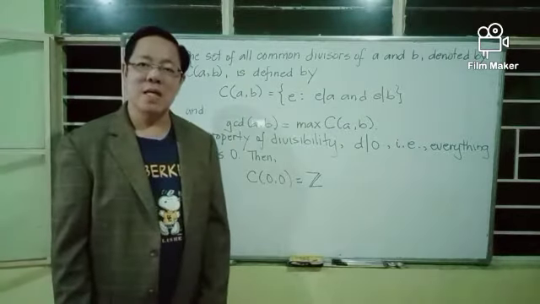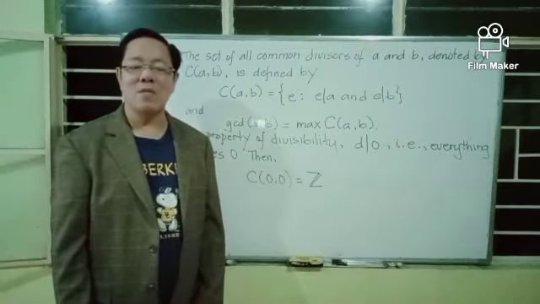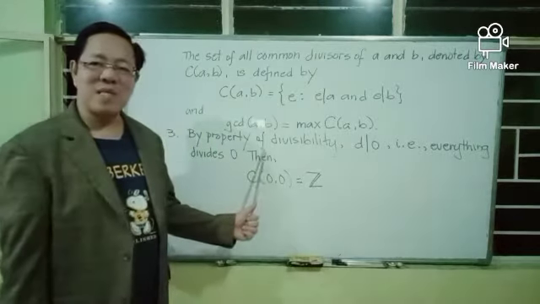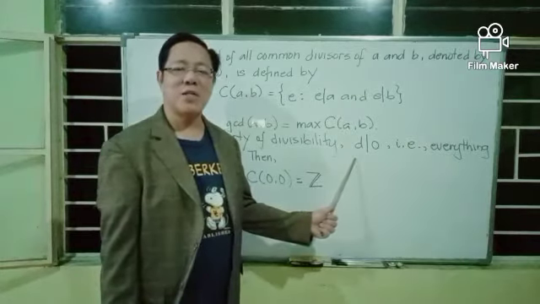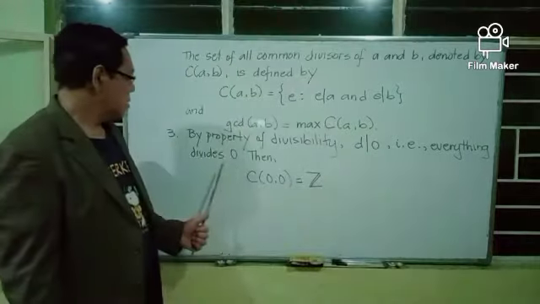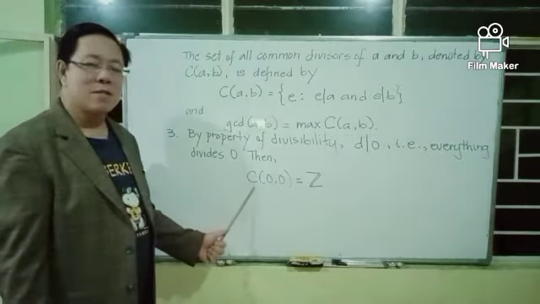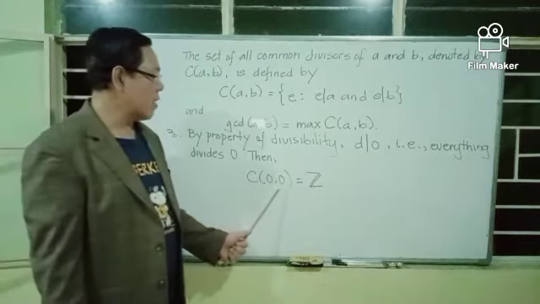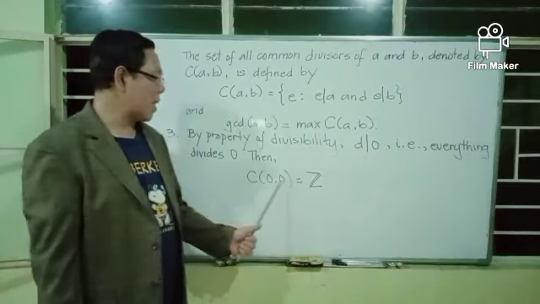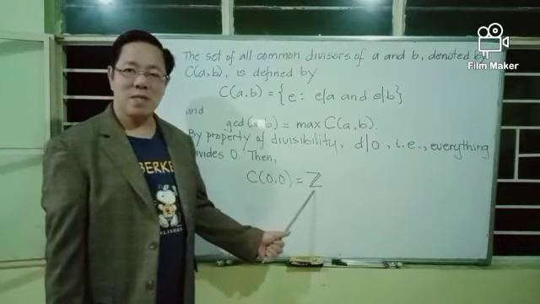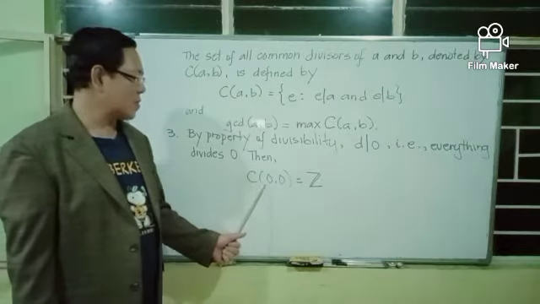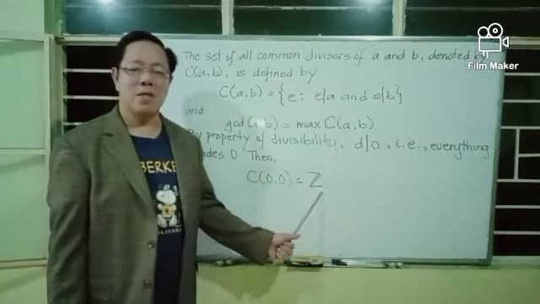Because 0 can be written as 0 equals 0 times some integer k. Therefore, 0 divides 0. And this property of divisibility says that every integer divides 0. So by this property, we say that the set of all common divisors of 0 and 0 is the set of integers, because every integer divides 0.